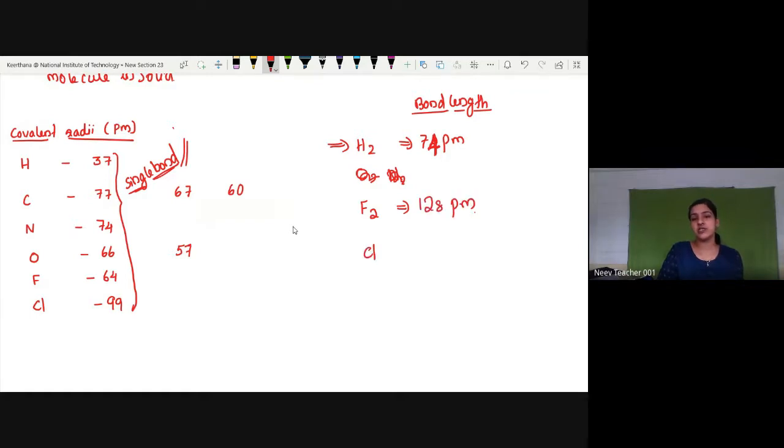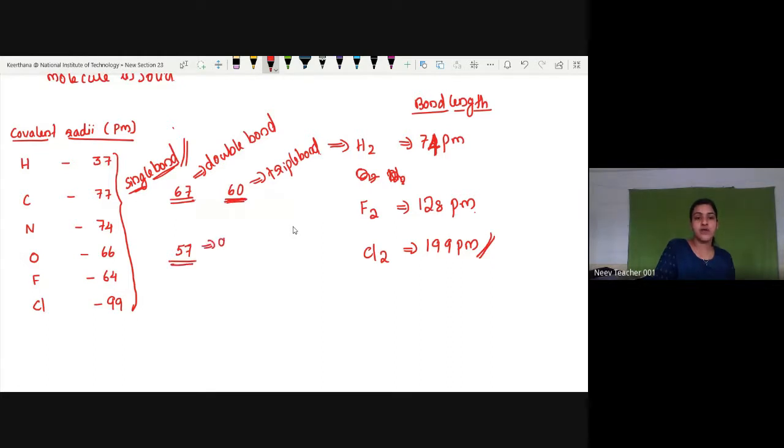If you want to measure the Cl2 bond length, it is 199 picometer. And carbon in the double bond state, its covalent radius is 67 picometer. Carbon in the triple bond state, its covalent radius is 60 picometer. And oxygen in the double bond state, its covalent radius is 57 picometer.